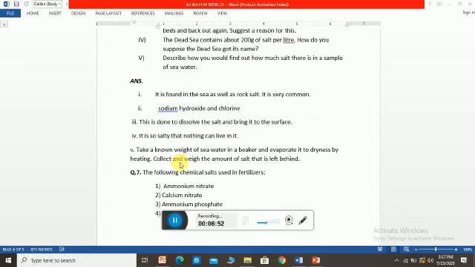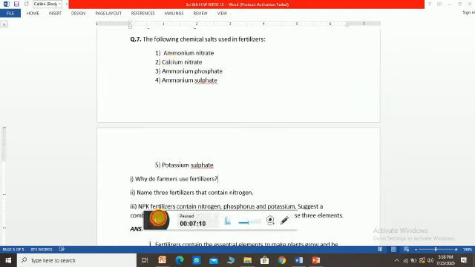The following chemical salts are used as fertilizers: ammonium nitrate, calcium nitrate, ammonium phosphate, ammonium sulfate, and potassium sulfate. These are 5 chemical salts which are used in fertilizers. The first part: fertilizers contain the essential element nitrogen, which makes plants grow and be healthy. So fertilizers are used to make the plant healthy and grow fast. Okay, that's why they are used.